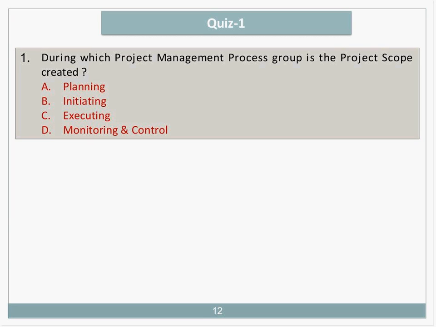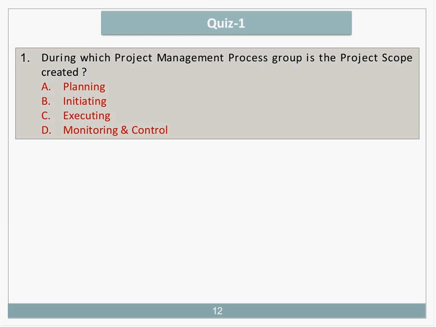Some A's. Good. A: the planning process group consists of the processes required to define the project scope and to meet requirements. So yes, that is the right one. B: the initiating process group consists of identifying the stakeholders and documenting the project charter. So this is not what we're talking about here.